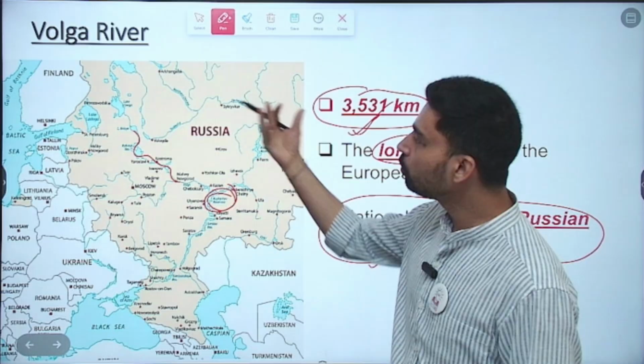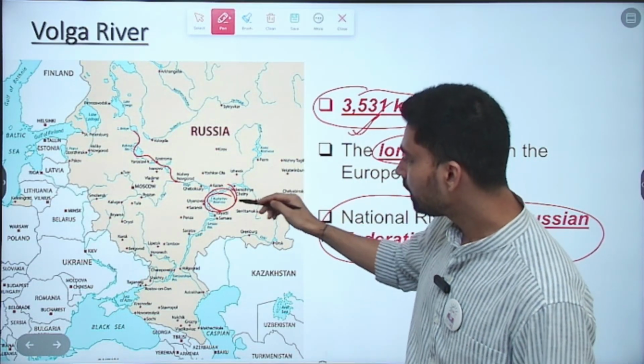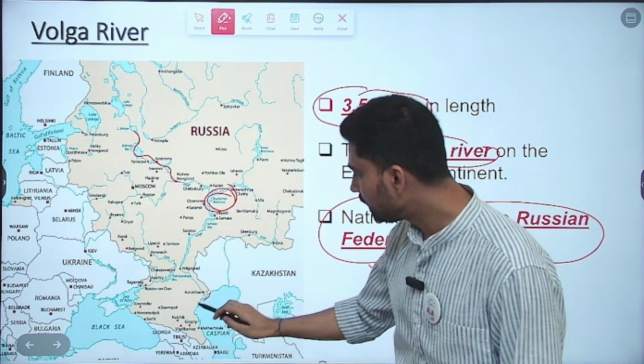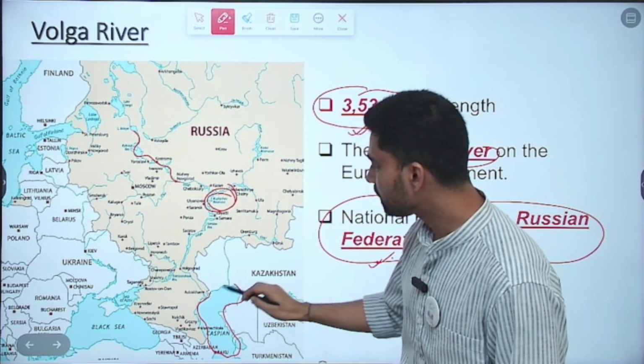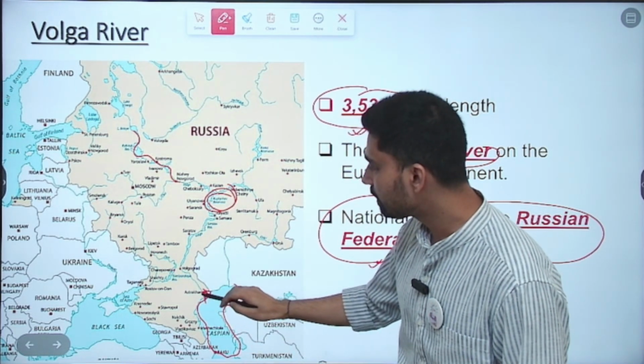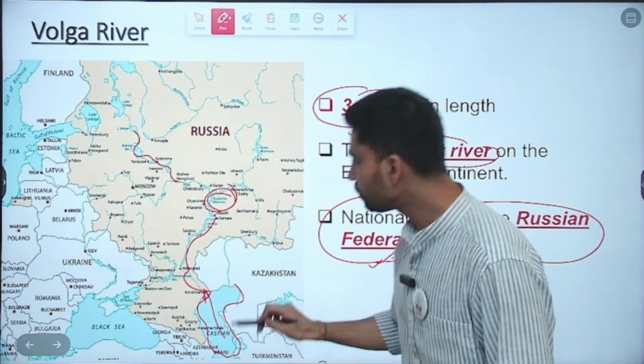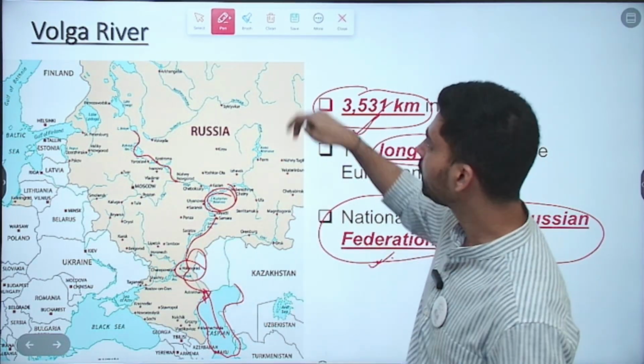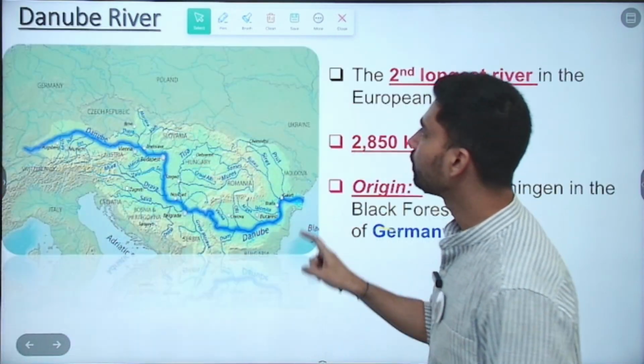So from the Valdai mountains of Russia, the river originates and finally it drains out in a sea that is called the Caspian Sea, near the city called Astrakhan. So this is where we have this river as such. Volgograd is a very important city located along the bank of river Volga.